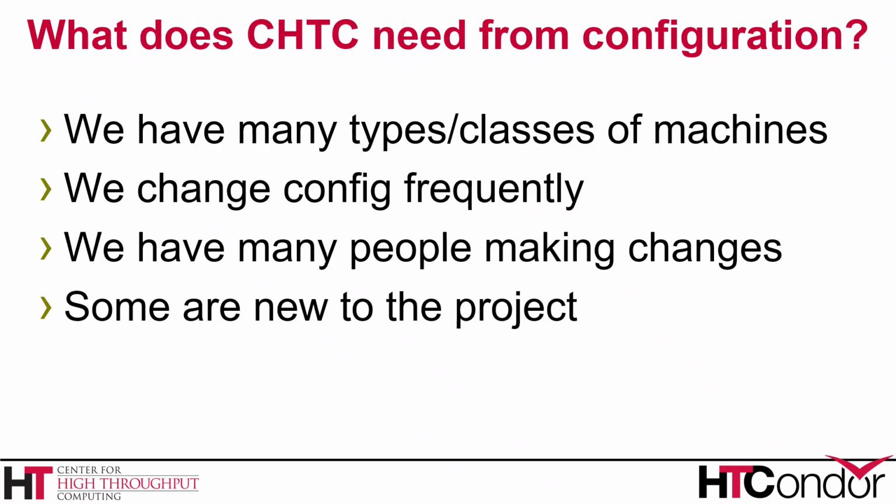So what does CHTC need from configuration? Well, like you, perhaps we have many different types or classes of machines. Maybe we have GPU machines and non-GPU machines, or maybe they're different by owner. Maybe they're machines that are owned by, say, a certain researcher or a certain group and need special consideration or priority based on that. We also change configuration frequently. Now, perhaps more than others, because we're rolling out new versions of code and new examples, but we have a pretty dynamic pool, so we change configuration very frequently.